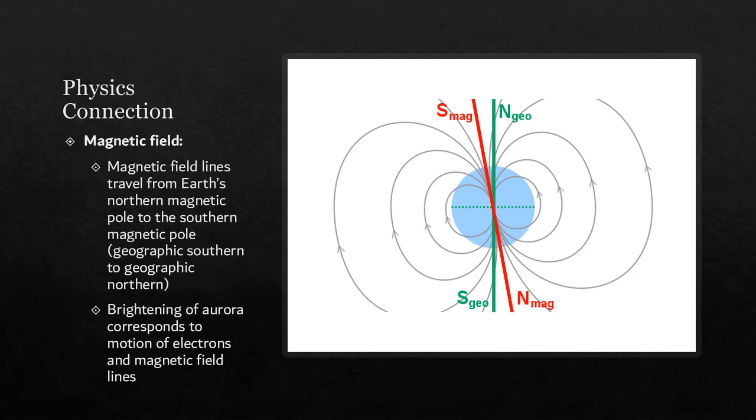So how does this connect to physics? In physics, we learned about the magnetic field, and we learned that magnetic field lines travel from Earth's northern magnetic pole to its southern magnetic pole, which is actually the geographic southern to the geographic northern pole. This can be explained because the north end of a magnet in a compass is attracted to the south magnetic pole, which is why the south magnetic pole is actually near the northern geographic pole. Understanding the magnetic field has also allowed us to understand why the brightening of Aurora Borealis corresponds to the motion of electrons because they follow the magnetic field lines in our atmosphere.